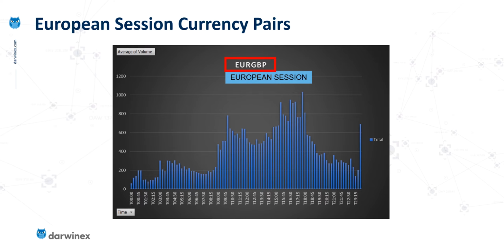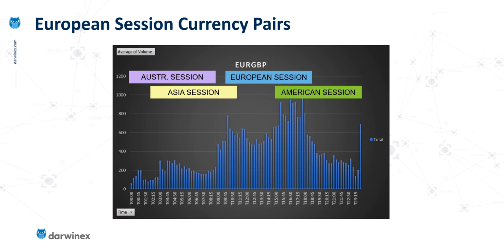And probably no surprises that the volume of this particular currency pair during the European session is higher than it is at other times. And if we now overlay the US session, we can see that where those two overlap is where we get the maximum traded volume. But you'll note that during the Australian session and the Asian session, certainly towards the beginning of those, the volume is much lower.